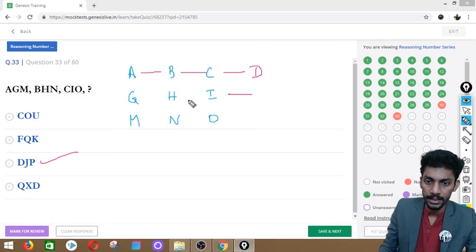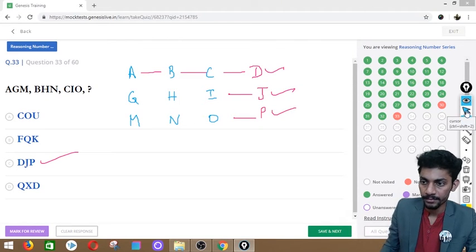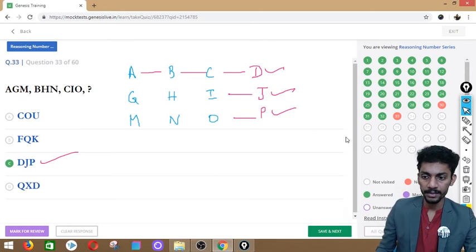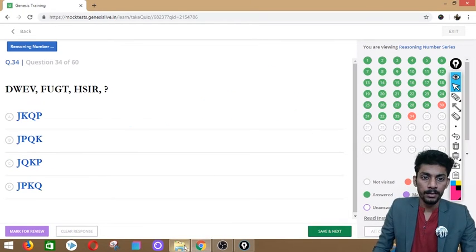Let's continue. G, H, I, J, M, N, O, P. So the answer is D, J and P. Continuous series, simple one. That is option C. Mark option C. We'll go for the next question. Very simple question. Let's solve the next one.